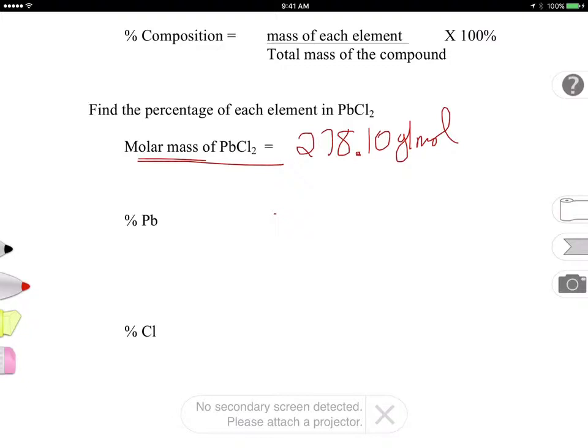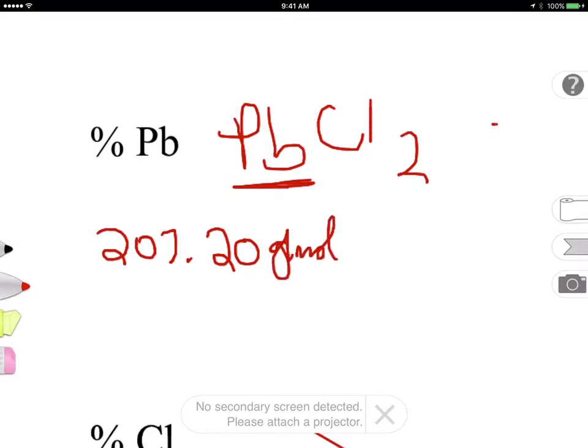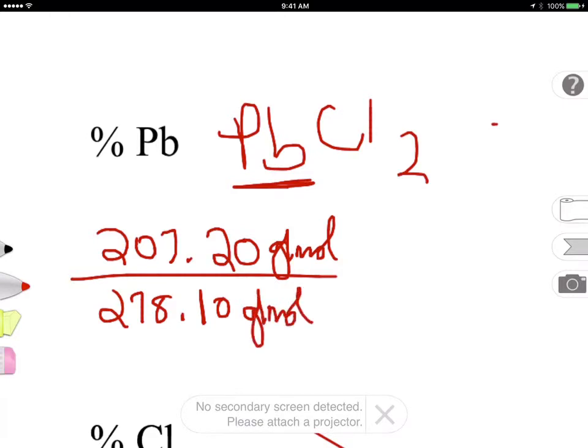Percent of lead in the compound, okay, in our PbCl2, there's only 1 lead, so I'm not going to multiply anything to it. I'm just going to look on the periodic table, and in order to do that, sorry about that line, what we're going to have, lead on the periodic table is 207.20 grams per mole, and then I divide by that number that I just figured out, my 278.10 grams per mole, and then we'll multiply by 100%.